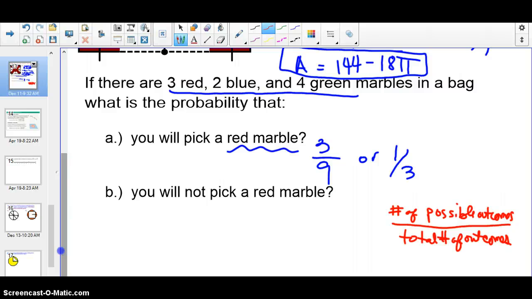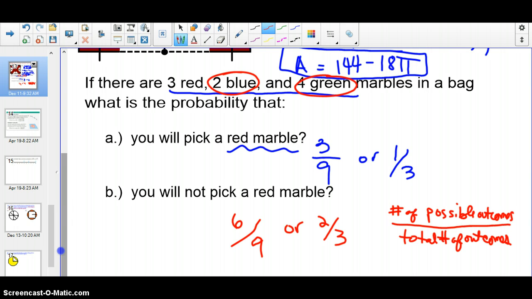If you do not pick a red marble, that means you either pick the blue or the green. So let's think about how many options we have to pick blue or green. Well, there's 2 blue, 4 green, so that's 6 options that you will pick a marble that's not red out of the entire 9, which is really 2/3.